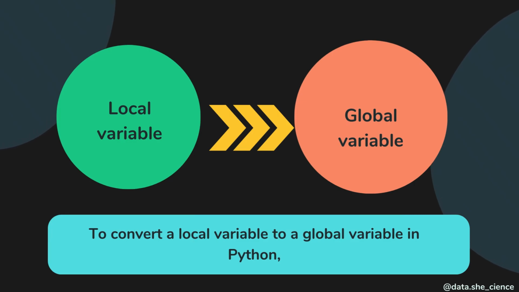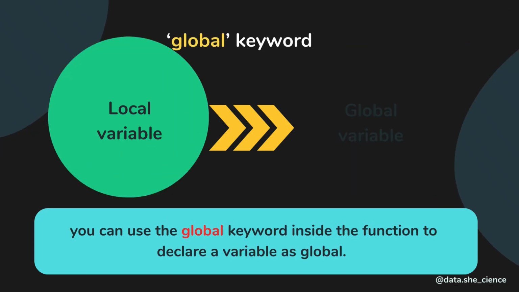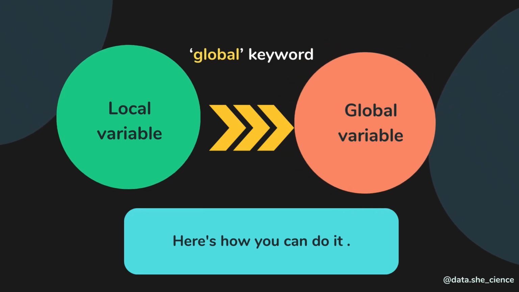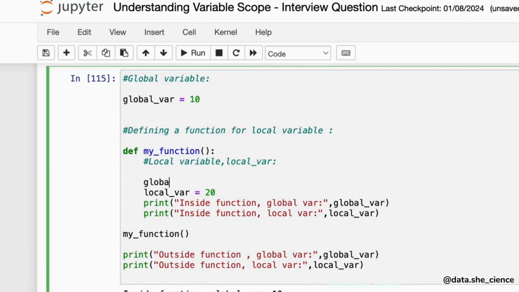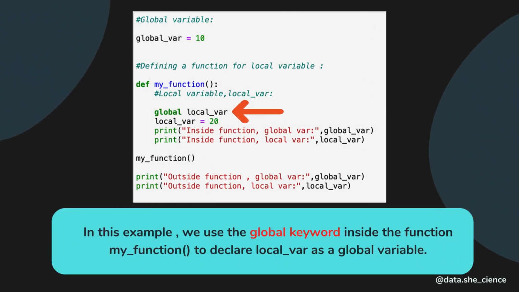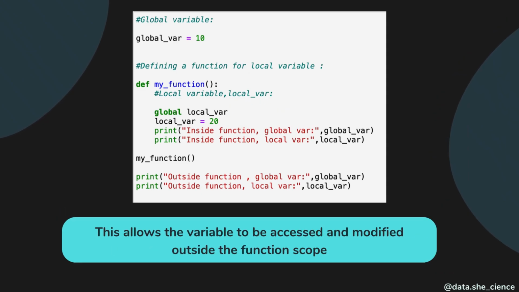To convert a local variable to a global variable in Python, you can use the global keyword inside the function to declare a variable as global. Here's how you can do it. In this example, we use the global keyword inside the function my function to declare local_var as a global variable. This allows the variable to be accessed and modified outside the function scope.